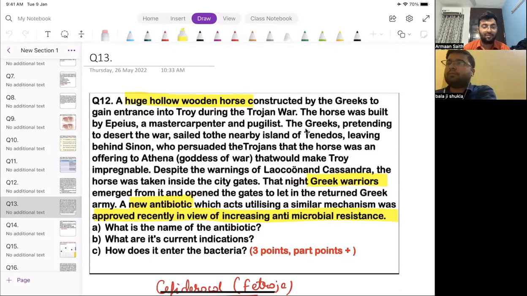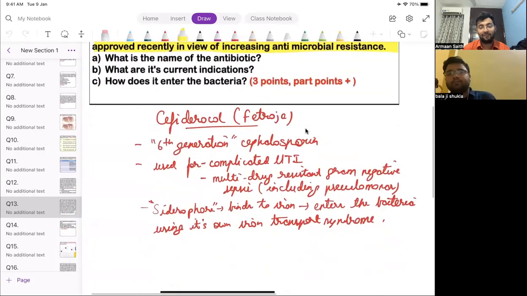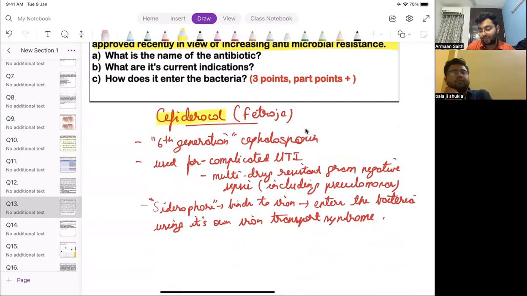A new antibiotic which was recently approved also utilizes a similar mechanism of action in view of increasing antimicrobial resistance. This is called cefiderocol, and its brand name is Fetroja. If you break the word Fetroja, it is Fe-Troja. Fe stands for iron and Troja stands for Trojan horse. You'll know the importance of iron soon. This is also called the 6th generation cephalosporin. It is used for complicated UTIs and multi-drug resistant gram-negative sepsis, including bacteria like Pseudomonas.